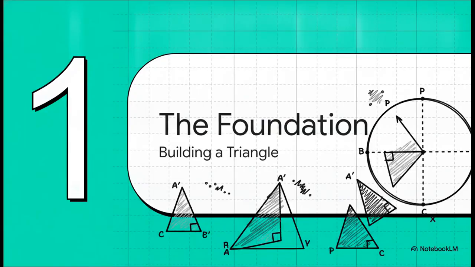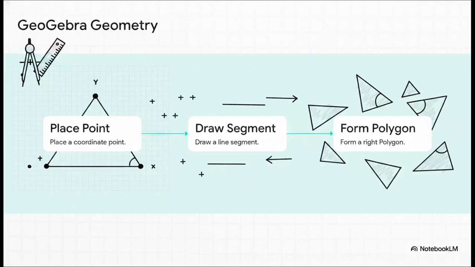Section 1, the foundation, building a right triangle. So, we're starting our digital geometry workspace by creating the absolute foundation of our entire model, a simple, rigid right triangle. Everything we do today is going to be built right on top of this one basic shape. Using some basic digital tools inspired by our GeoGebra source, let's map this out. We literally just drop our coordinate points, connect them with line segments, and boom, we form a closed right polygon, a right triangle. This is that foundational geometry you first run into in the 8th grade.